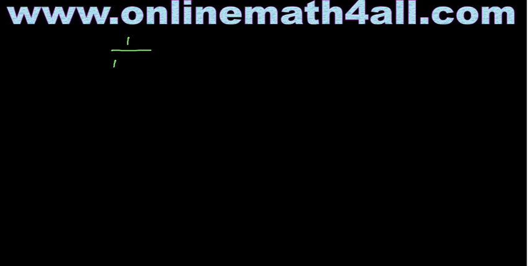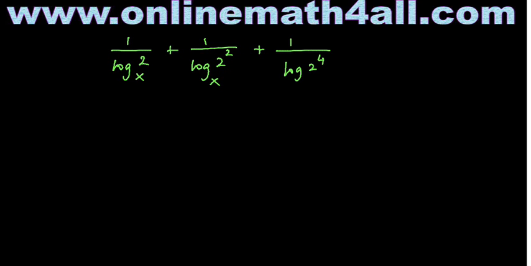So 1 over log 2 to the base x plus 1 over log 2 to the power 2 to the base x plus 1 over log 2 to the power 4 to the base x is equal to 21 over 4.